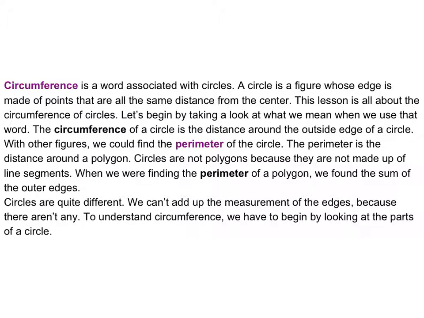With other figures, we could find the perimeter. The perimeter is the distance around a polygon. Circles are not polygons because they are not made up of line segments. When we were finding the perimeter of a polygon, we found the sum of the outer edges. Circles are quite different. We can't add up the measurements of the edges because there aren't any. To understand circumference, we have to begin by looking at the parts of a circle.